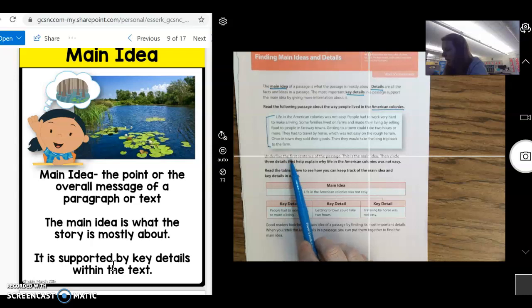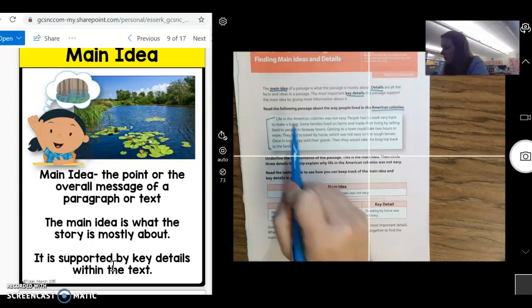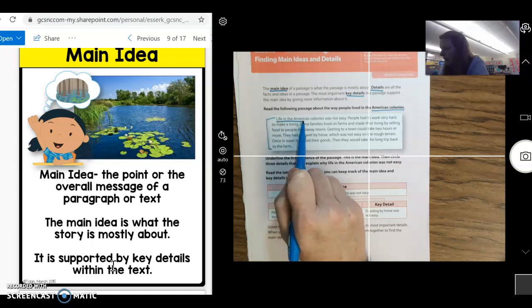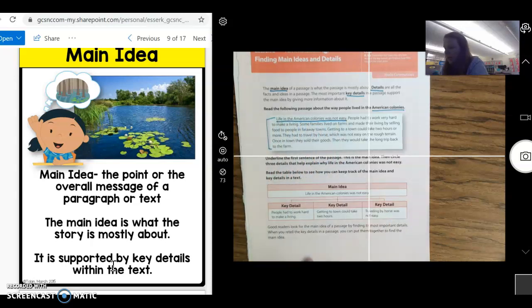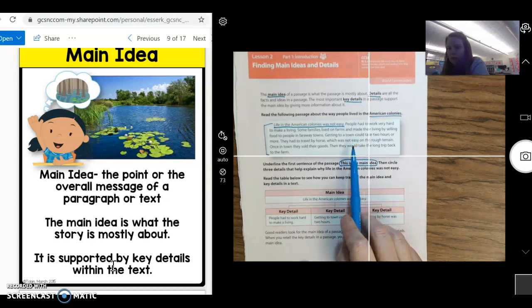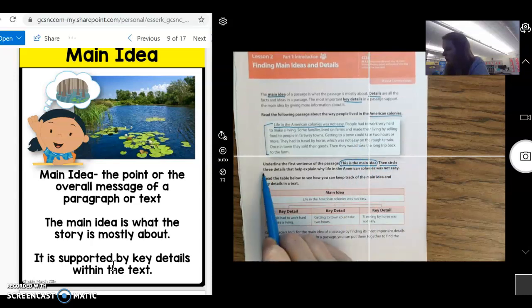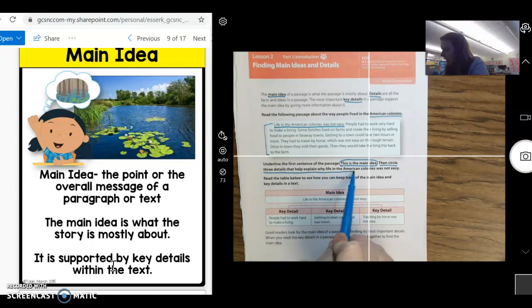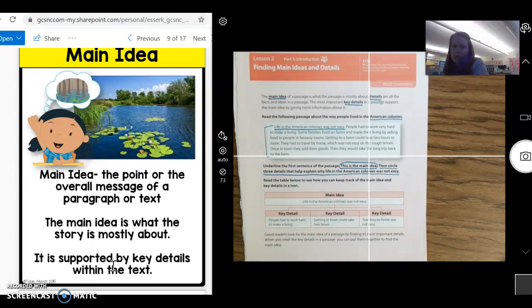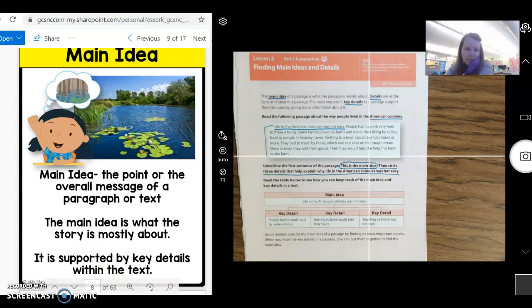Let's underline the first sentence in the passage. Go ahead and underline that: Life in the American colonies was not easy. This is the main idea. Okay, now I want you to go to your passage, and it says, circle 3 details that help us explain why it was not easy. I want you to pause your video and circle 3 details that tell us that life in the colony was not easy.